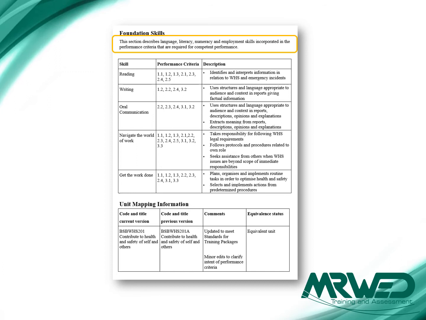At the bottom of the page, we have the unit mapping information, which is pretty much just telling us how this latest version is mapped back to the previous versions. This might be useful when we're doing things like RPL, and we can identify how much credit somebody may be able to get for a previous incarnation of a unit.